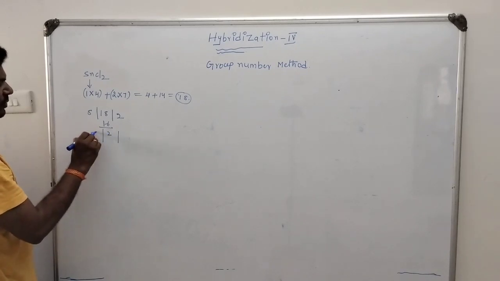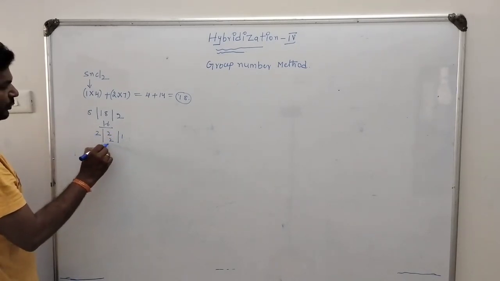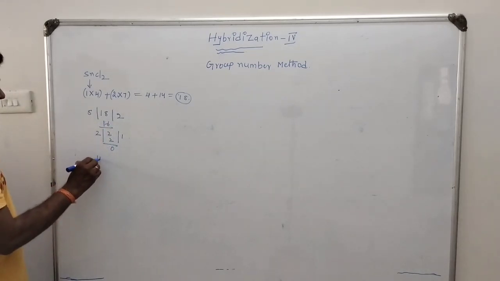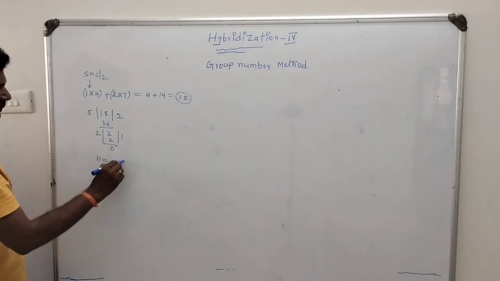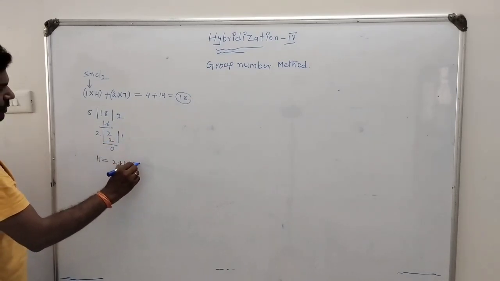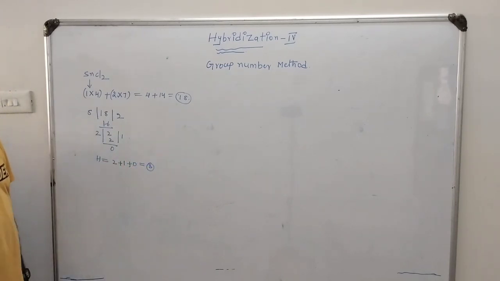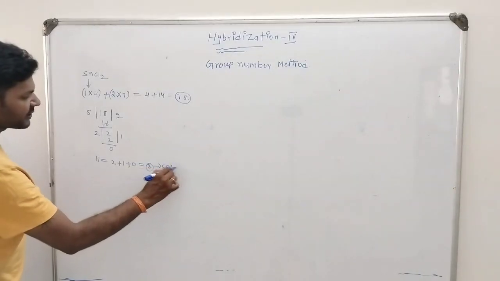So again we will divide with 2. 2 ones are 2. So the remainder is 0. Total H equals 2 plus 1 plus 0. 2 plus 1 is 3, 3 plus 0 is 3 only. So now, 3 means what? sp2 hybridization.